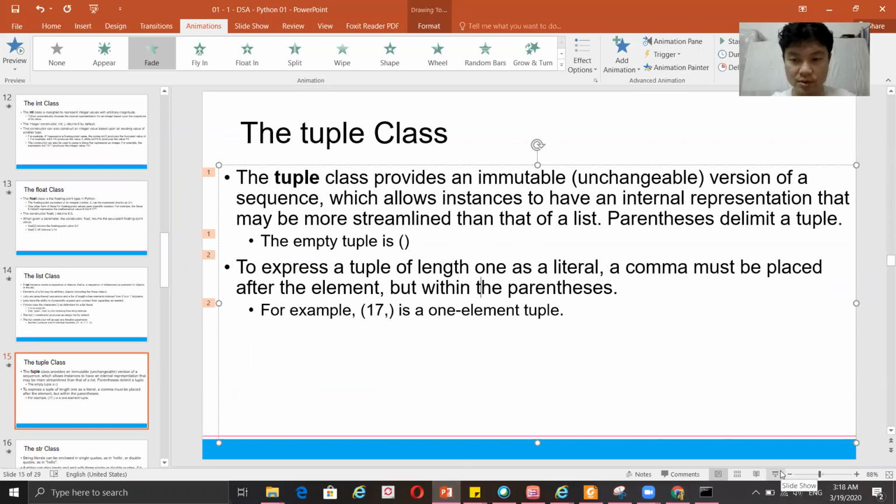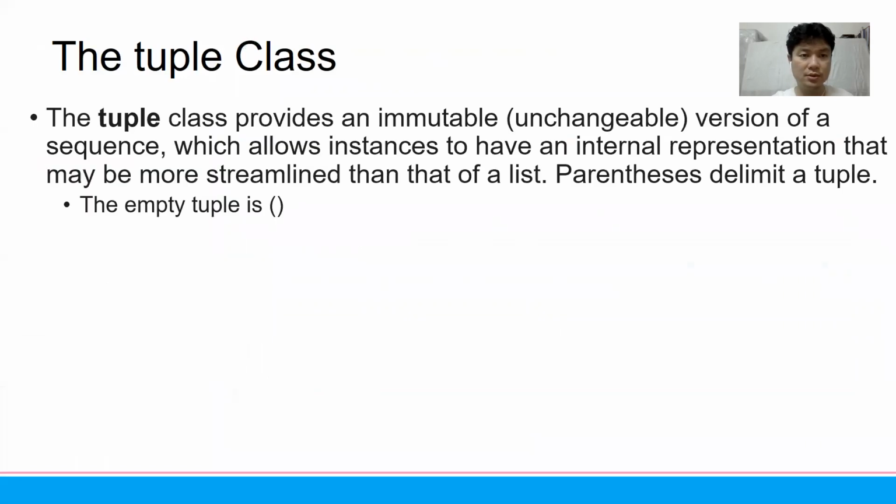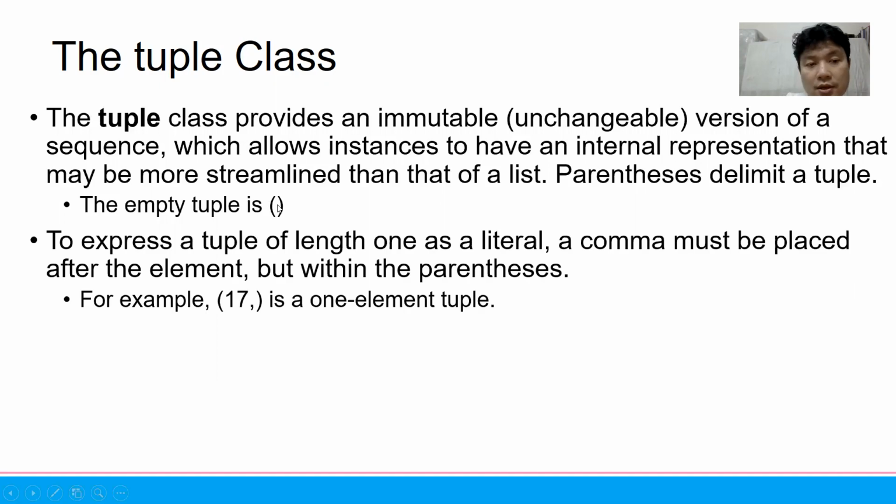The next is about the tuple. The tuple is an immutable or unchangeable version of a sequence. It allows instances to have an internal representation that may be more streamlined than that of a list, which is editable. The empty tuple is just a parenthesis. When you want to express a tuple with one element, the comma must be placed after the element, within the parenthesis. So if I want 17 as a one-element tuple, don't forget to put the comma, so it is expressed with length one.